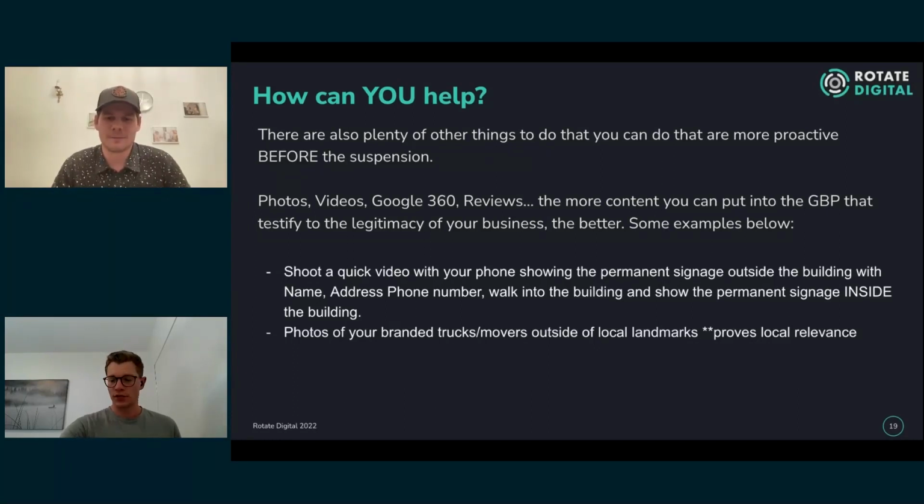One of the other things is categories. Constantly changing categories will trigger a re-verification. Changing your primary category, some businesses which are seasonal can do that. They can change their primary category based on season. But for the most part, don't touch it. Don't touch the GBP. Don't touch it.